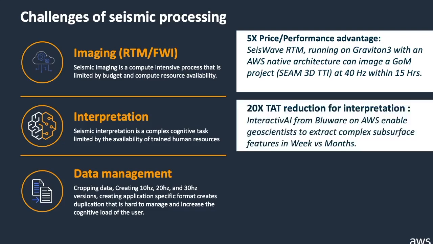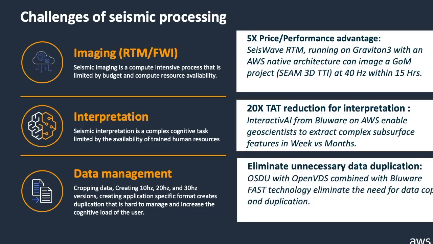Incorporating interactive AI from Bluware, another AWS partner, enables geoscientists to reduce the extraction of complex subsurface features to weeks versus months. Deploying natively on AWS, images can be immediately imported into the interactive artificial intelligence and machine learning interpretation platform that learns on the fly from users' input. You're able to click a few frames, then the AI/ML platform will do the work for you.